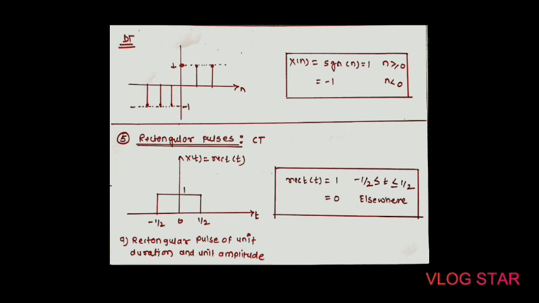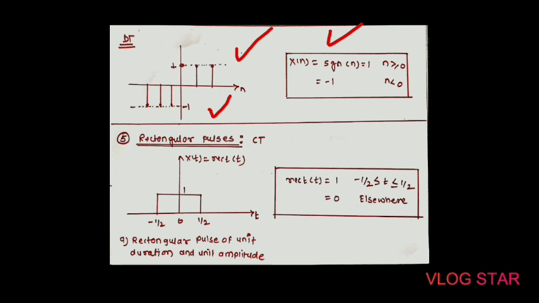Next is a discrete time signal, the discrete time signum function. A discrete time signum function can be obtained by sampling the continuous time signum function. It is a train of samples of values plus 1 for positive n and minus 1 for negative n, as shown in the figure.